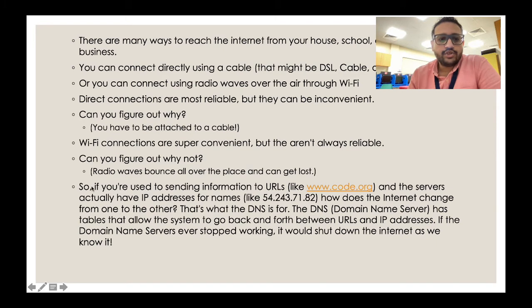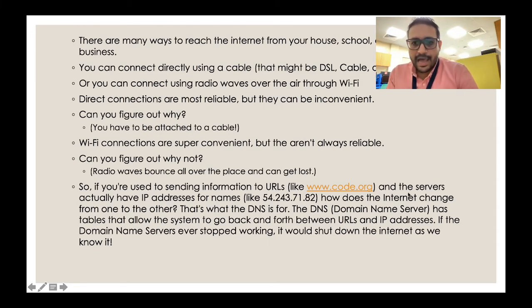Okay, so if you are used to sending information to a URL like code.org, the servers actually have IP addresses for names. These are numbers. How does the internet change from one to another? That's what the DNS is for, translating the IP from code.org to this IP.